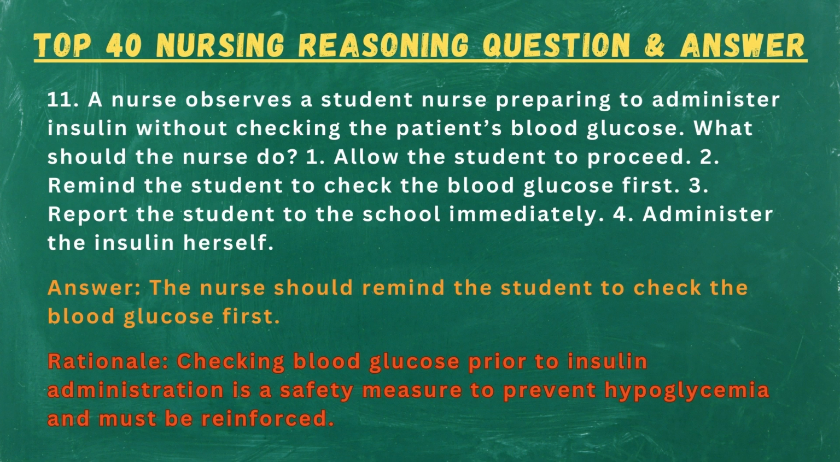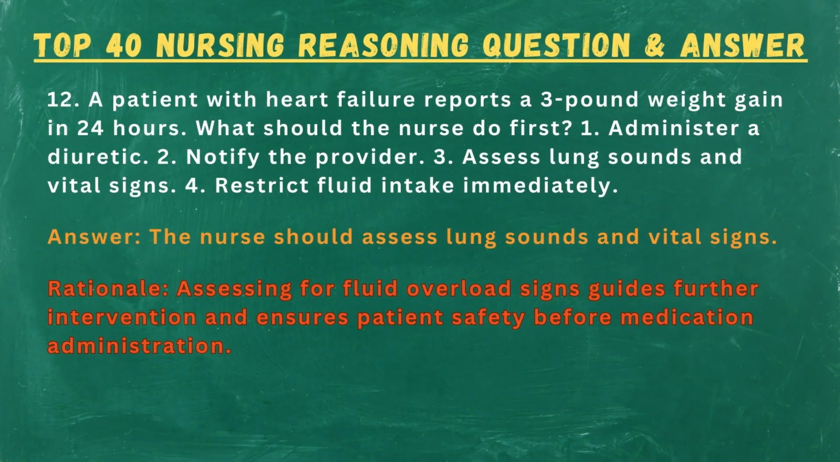Rationale. Checking blood glucose prior to insulin administration is a safety measure to prevent hypoglycemia and must be reinforced. 12. A patient with heart failure reports a 3-pound weight gain in 24 hours. What should the nurse do first?